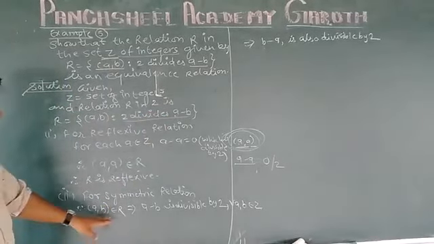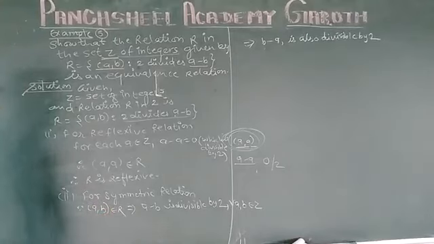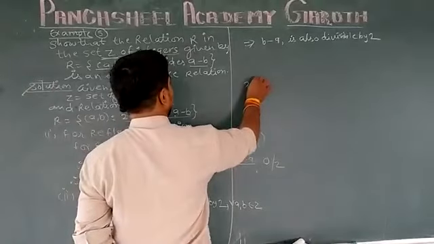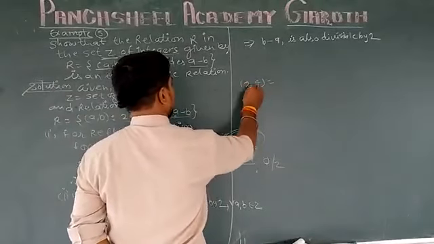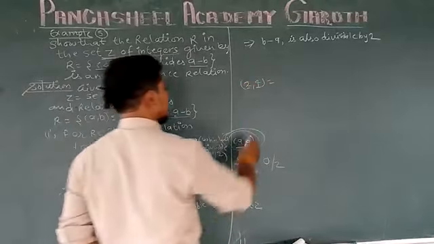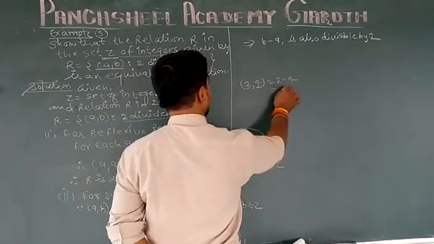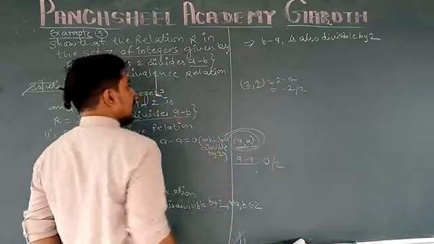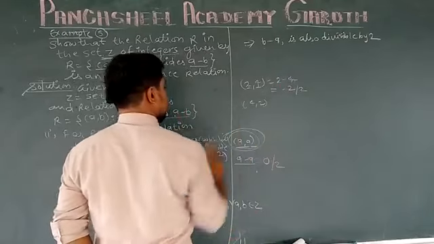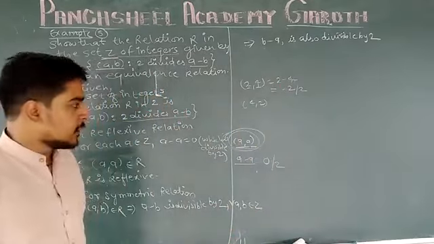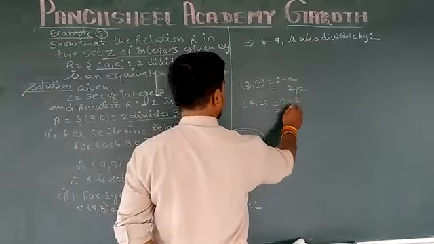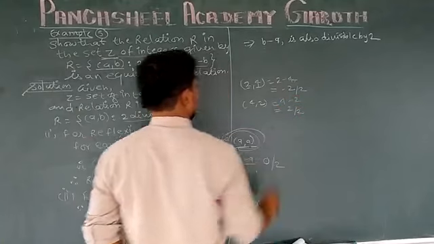I will explain this symmetrical portion by taking an example. Suppose you have the elements 2 and 4. 2 is an integer and 4 is also an integer. The difference 2 minus 4 is minus 2 and it is divisible by 2. Again, for the symmetrical portion, the ordered pair reversed gives 4 minus 2, which is equal to 2, and it is also divisible by 2.